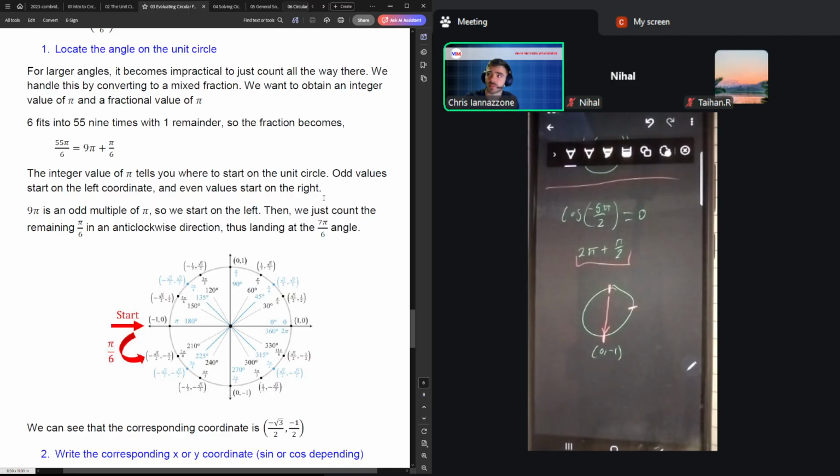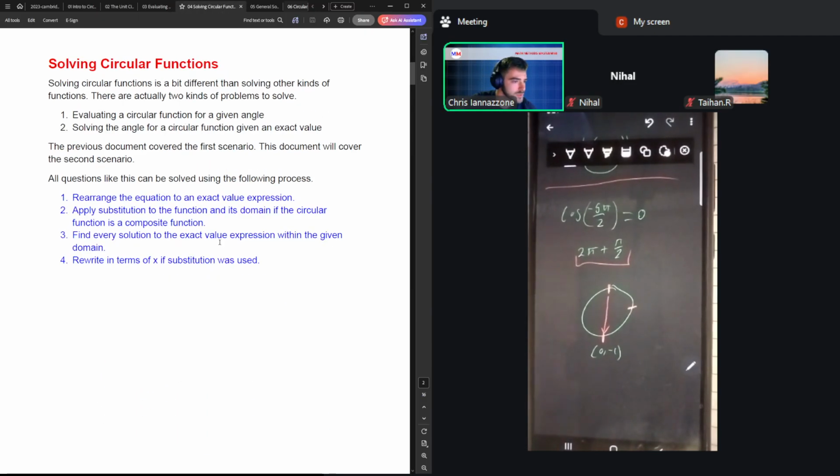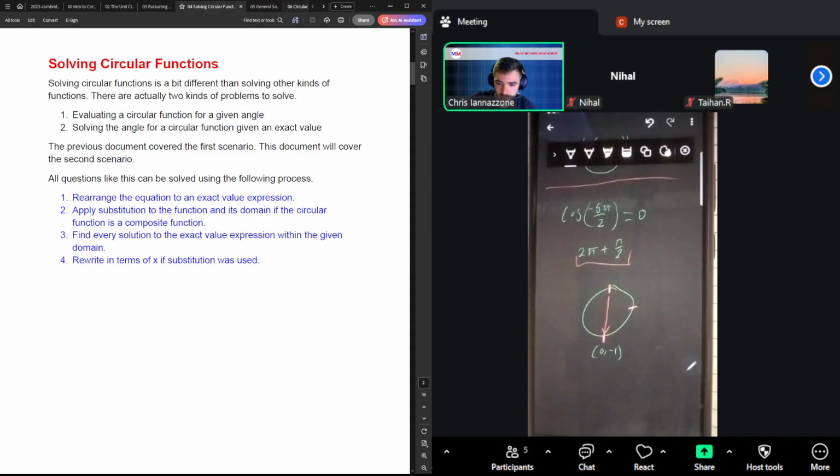Actually, the Friday review class will be a good way to finish off the rest of this. So even though we only got through half the content here, we could probably go through the rest of it in the review class. Anyway, solving. Solving is a bit of a different procedure, but isn't going to differ too much.